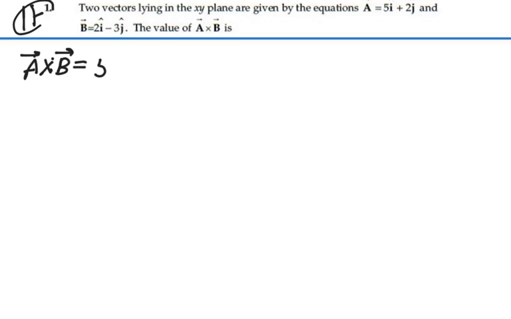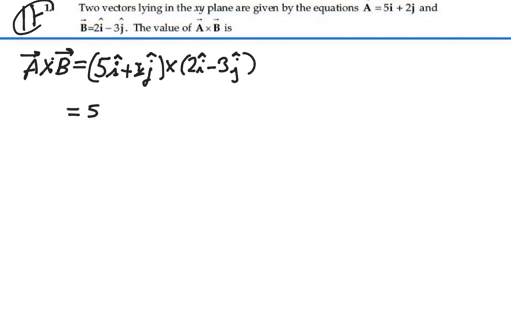A is equal to 5i plus 2j, and b is 2i minus 3j. Well, the cross product is distributive, so if we distribute 5i crossed with 2i minus 3j, we'll have 5i crossed with 2i plus 5i crossed with a negative 3j.